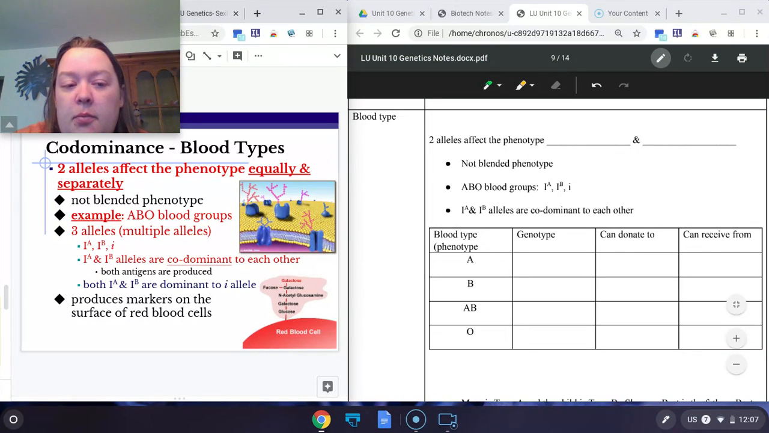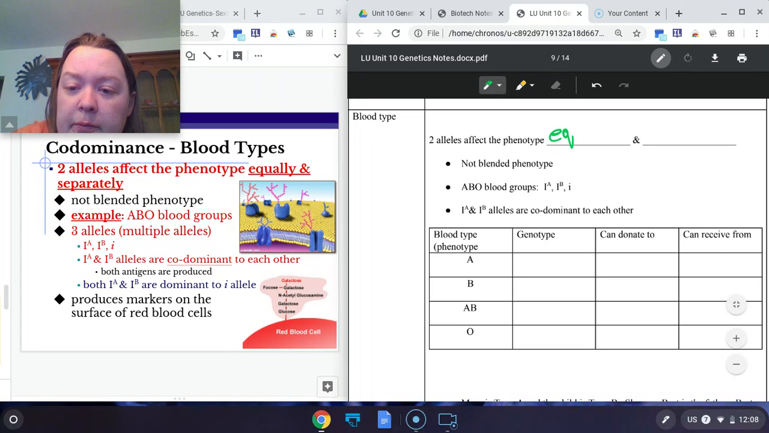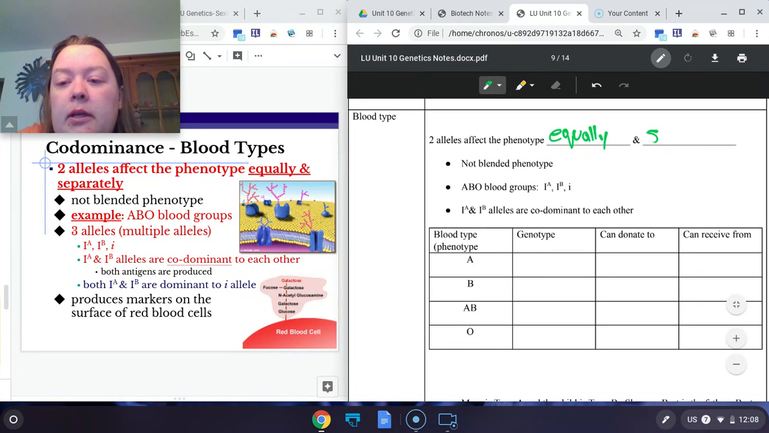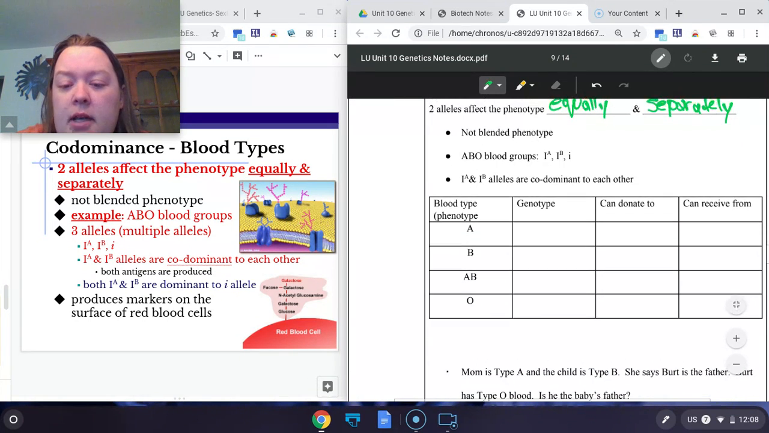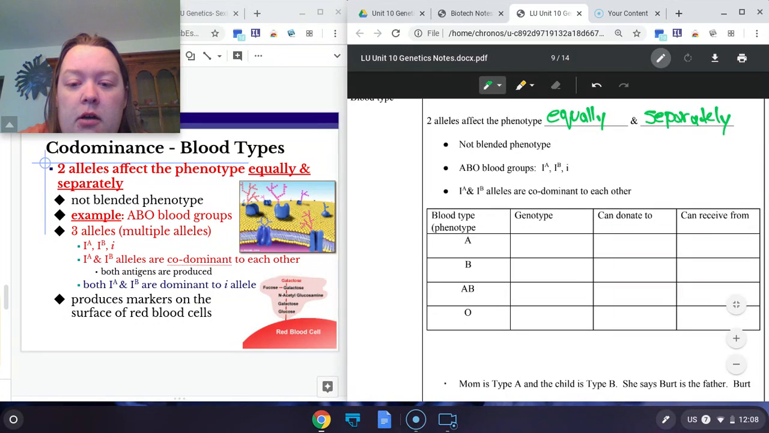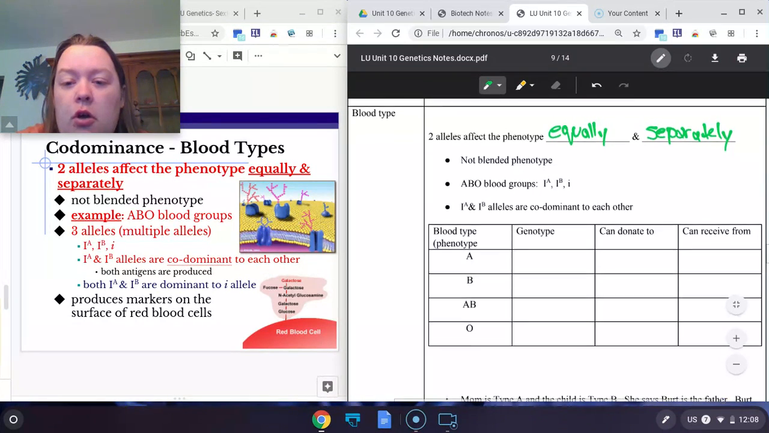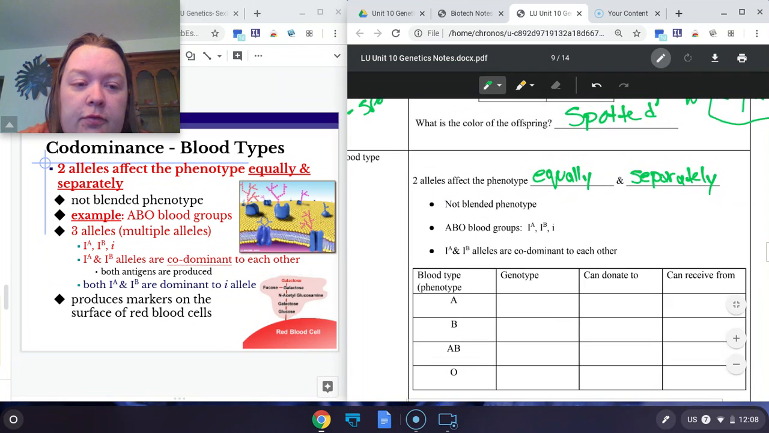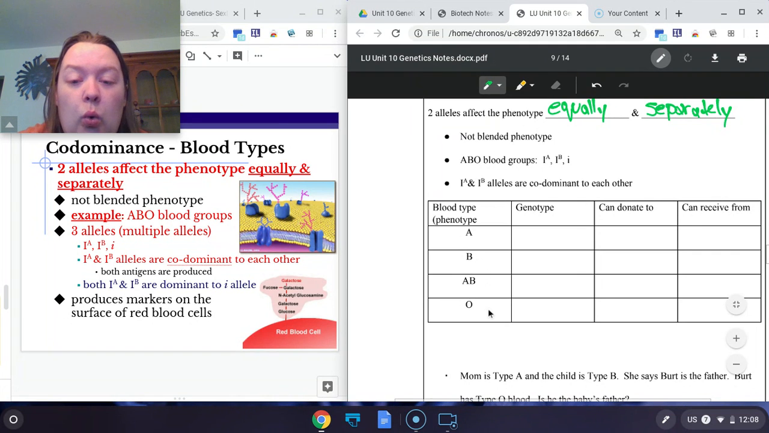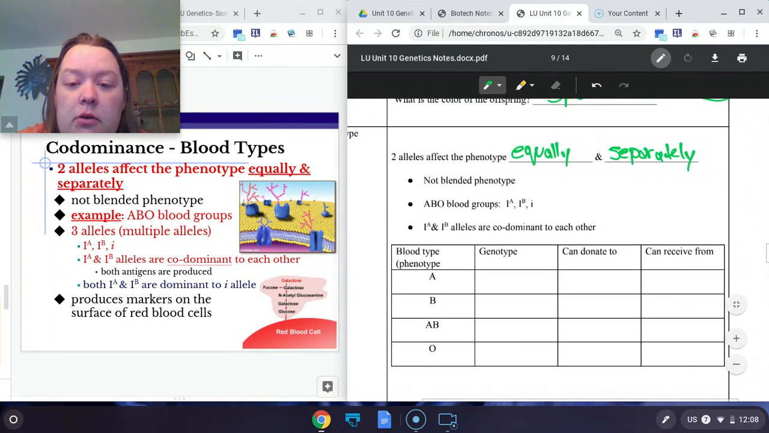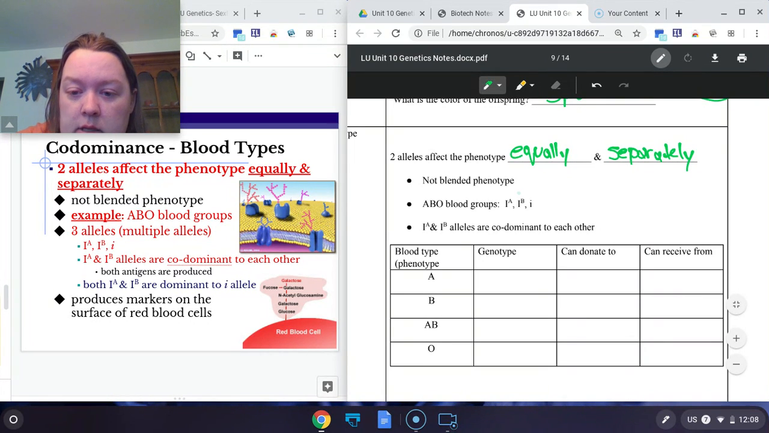So with blood type, you have 2 alleles that are going to affect the phenotype, but they affect the phenotype equally and separately because you see both. So there's no blend, you see both. And blood type is going to use that weird notation that we talked about using the letter I. So you may know that you can have several different blood types. They're listed here, A, B, AB, or O. And the different alleles for blood type are represented right here.